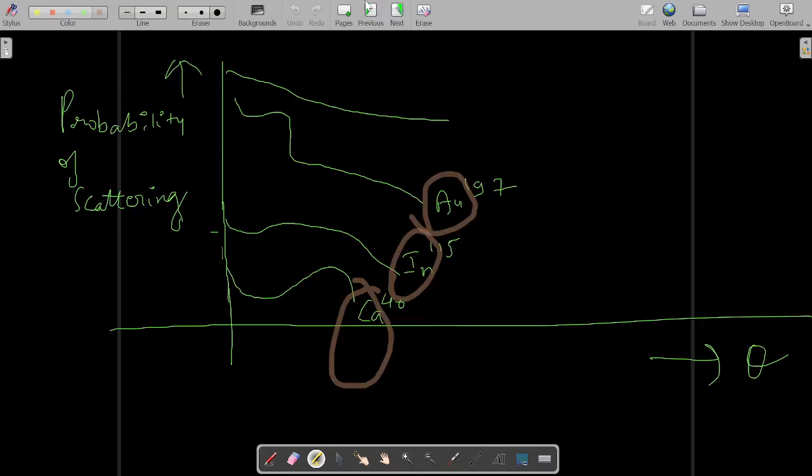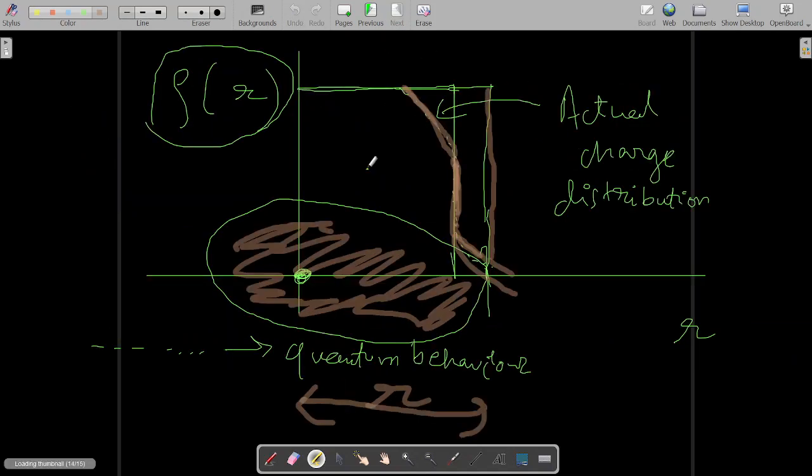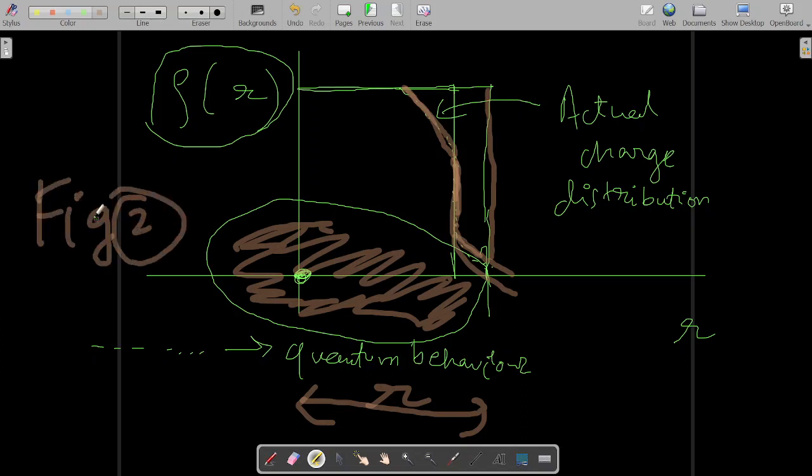Let this be figure number 1. This is what your figure number 1, and let this be your figure number 2. Okay, so what happens is that the figures 1 and 2, you have to draw this in the exam, and you have to write just like this. Okay, don't go into the details.